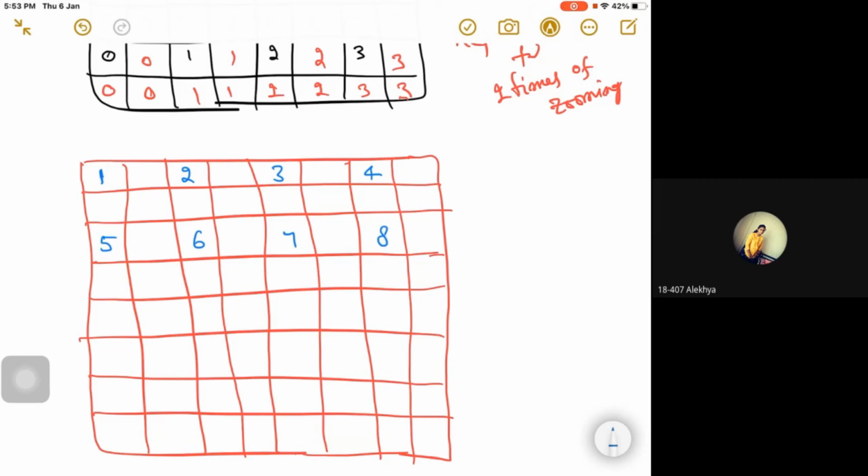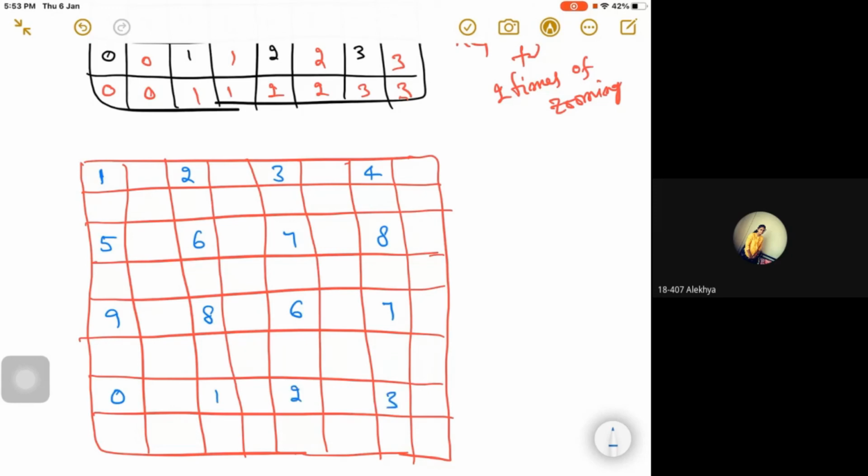Then the third row is 9, 8, 6, 7. Here 9, 8, 6, 7. Then the fourth row 0, 1, 2, 3.